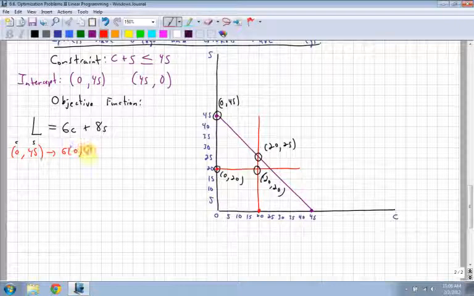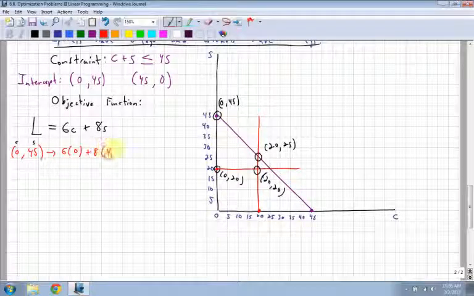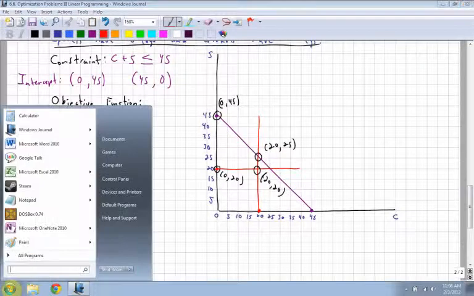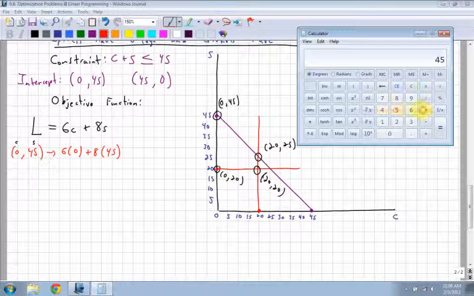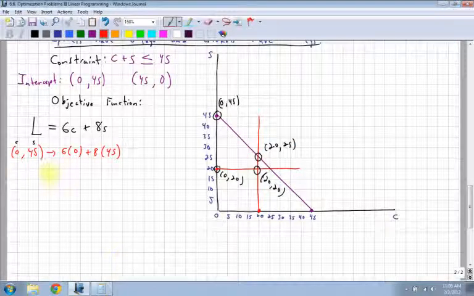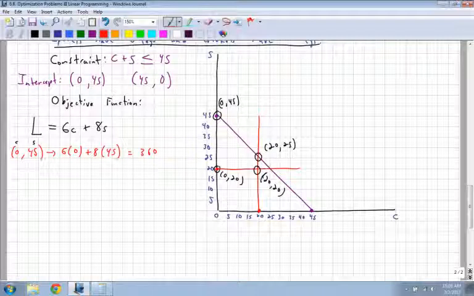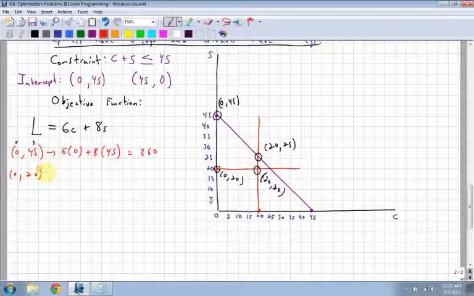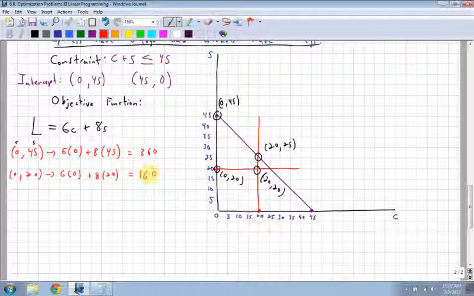So I get 6 times 0 plus 8 times 45 spiders. So every spider has 8 legs, right? So 45 times 8, I can't do that in my head, 360. So I get an answer of 360 legs. Wow. All right, next one. Let's do 0, 20. Down at the bottom there. So I get 6 times 0, which is 0, plus 8 times 20. 8 times 2 is 16, so that's going to be 160 legs. Oh, it's way less.